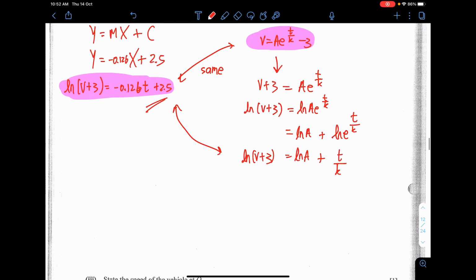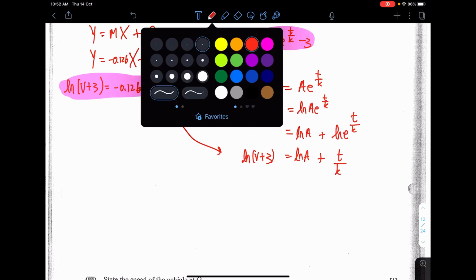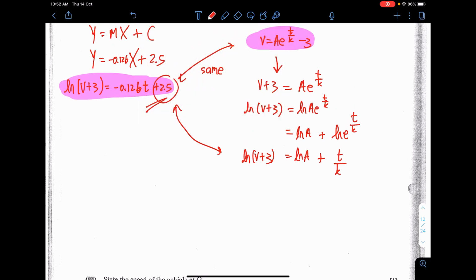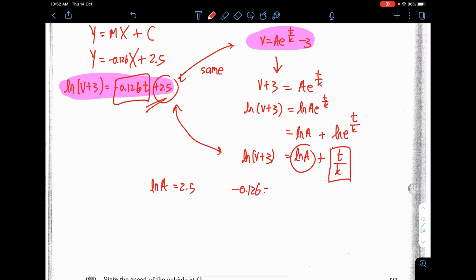Okay, let's compare. The only constant number that you have here is 2.5. For here is the ln a. So then ln a is actually 2.5. The only figure that has a t is the t over k, and this one is negative 0.126 t. So then negative 0.126 must be 1 over k. Alright, so with this I can solve for a, and I can also solve for k.